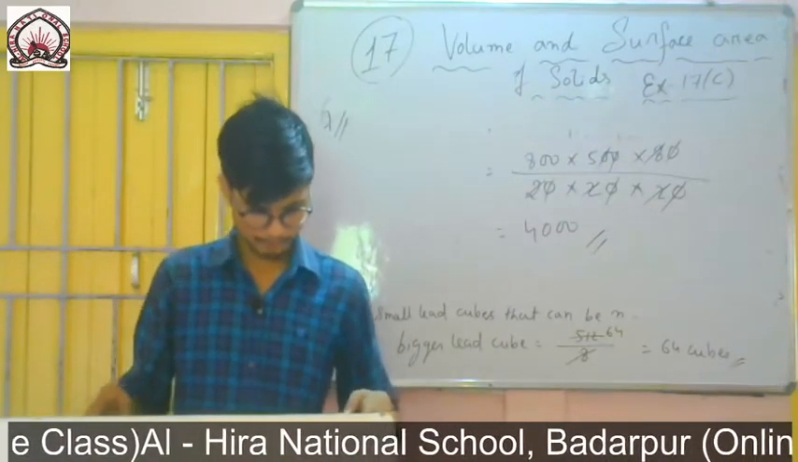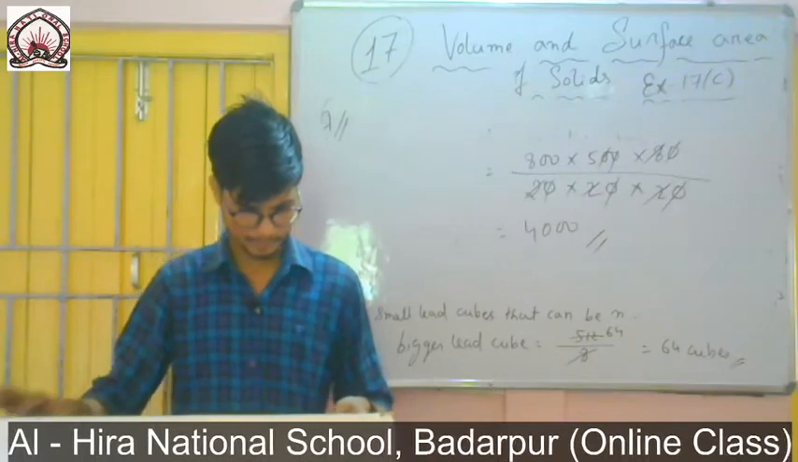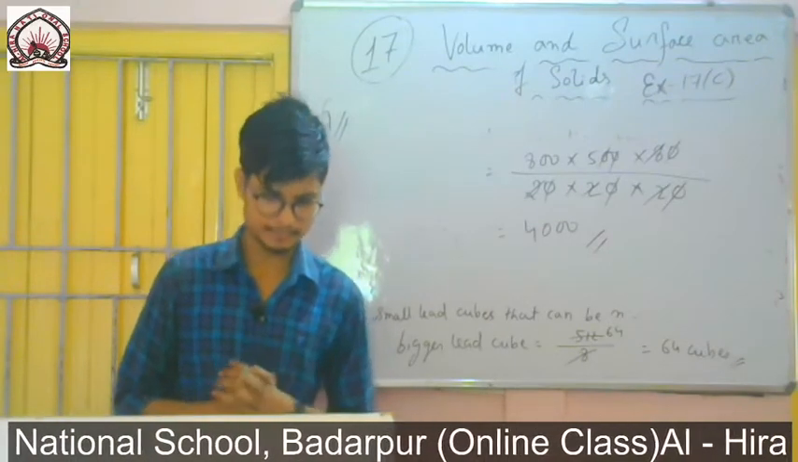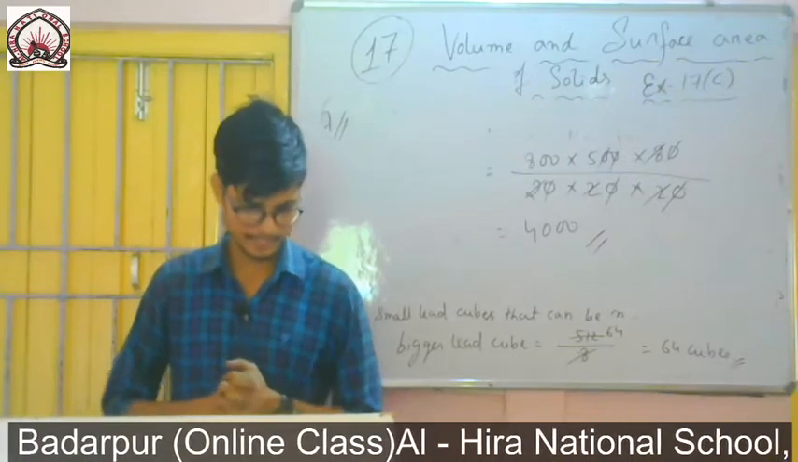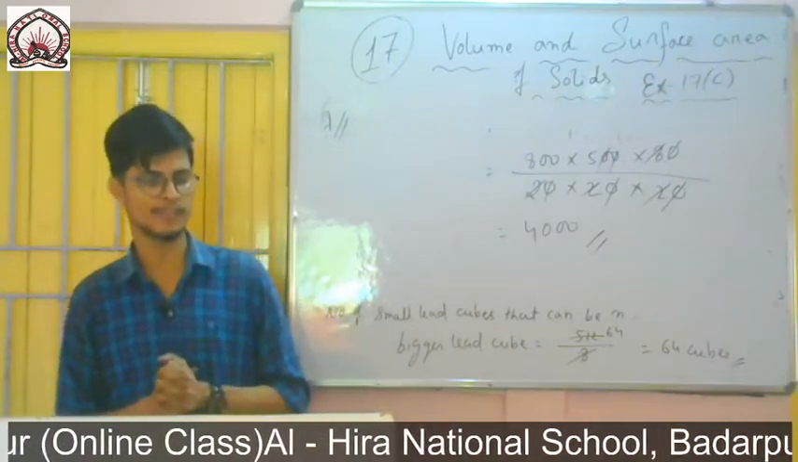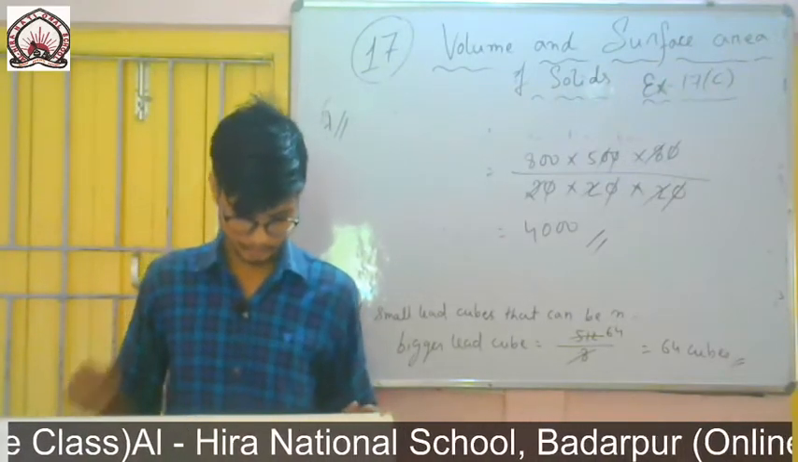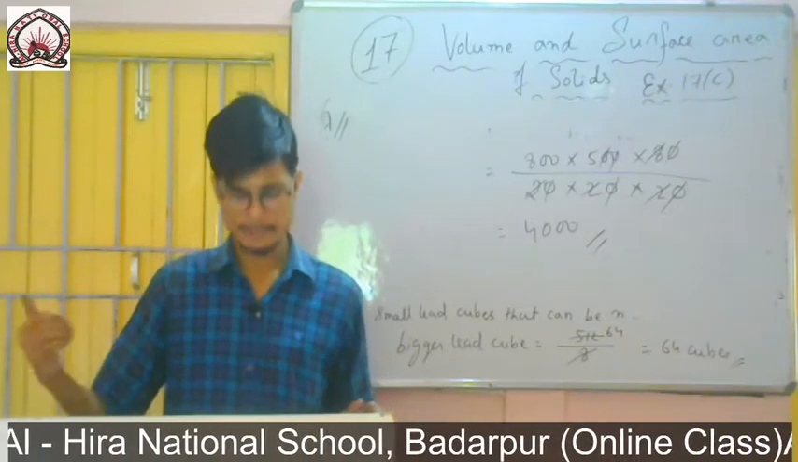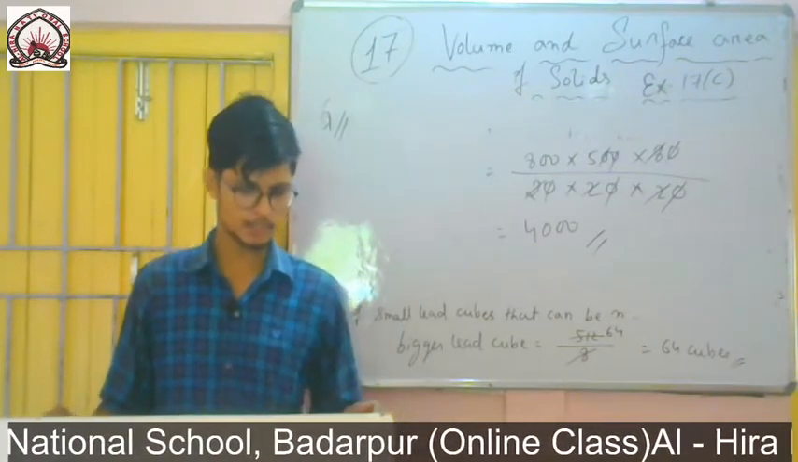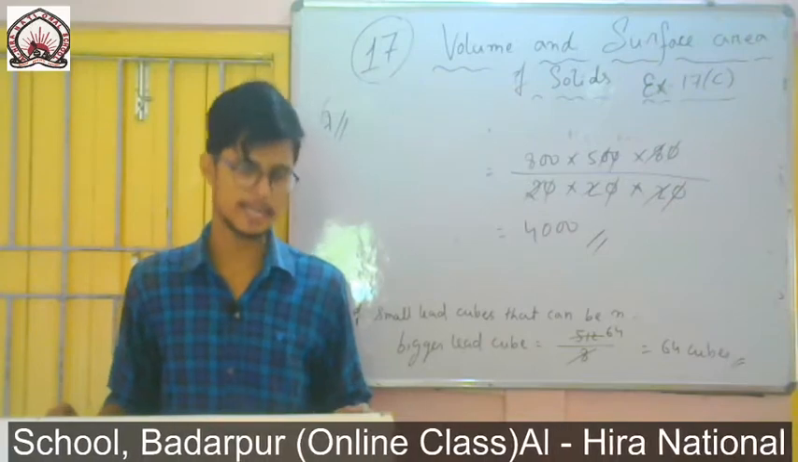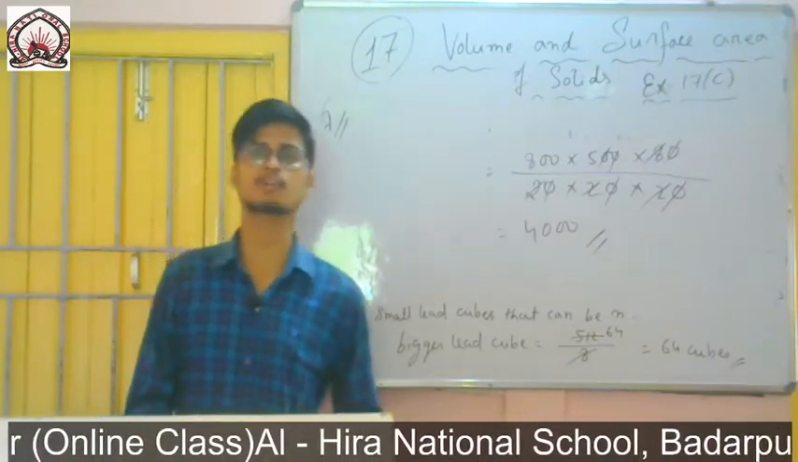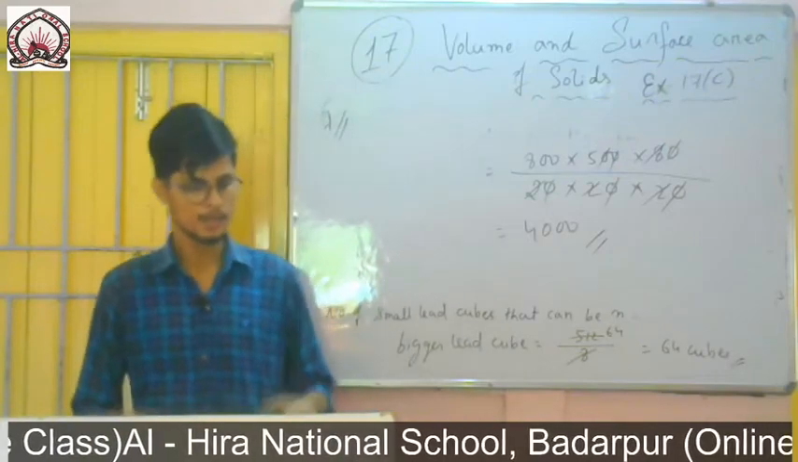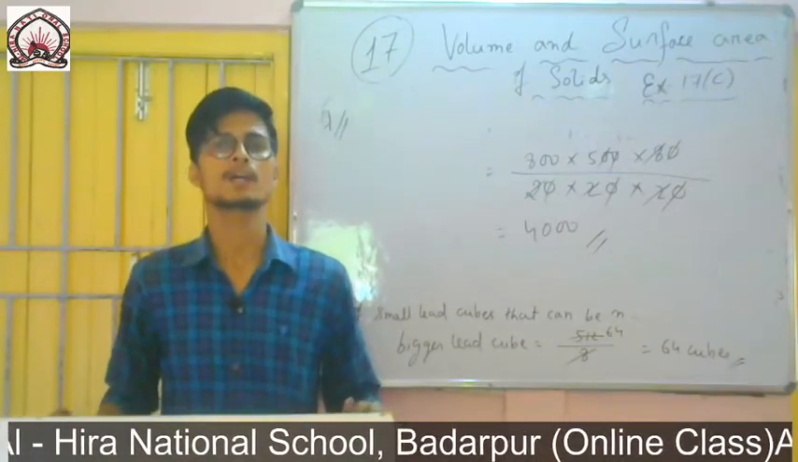Okay, now question number 8. A cuboid of dimension 10 centimeter by 2 centimeter by 2 centimeter is given, length, breadth and height, and is divided into 5 cubes of edge 2 centimeter. Find the ratio of the total surface area of the cuboid and that of the cube. So here the question is about the total surface area, not the volume. So we will use the formula of total surface area.